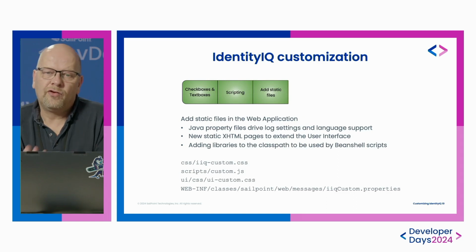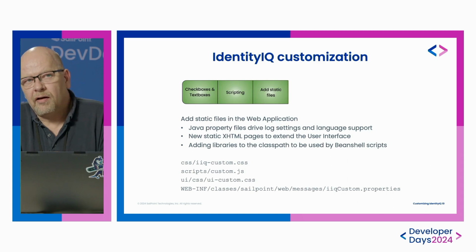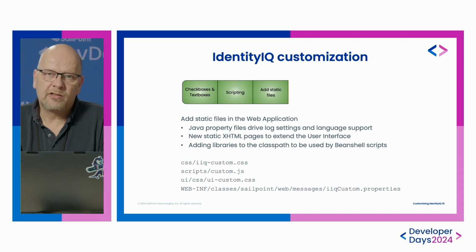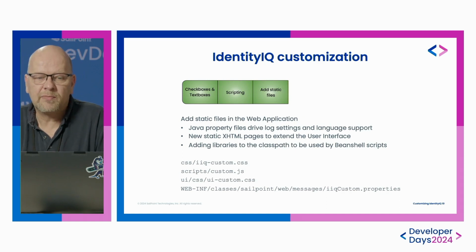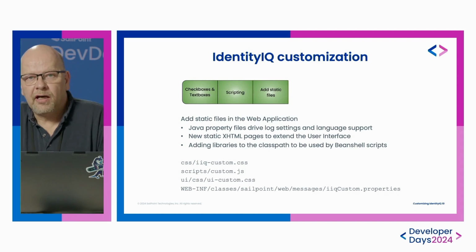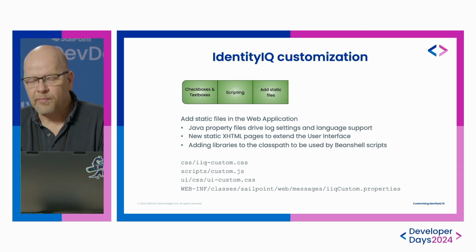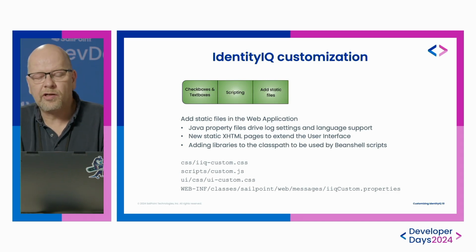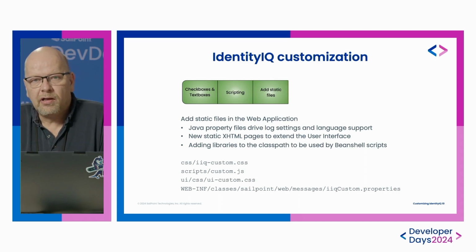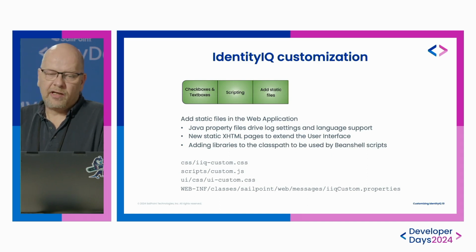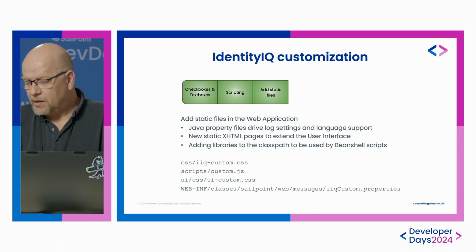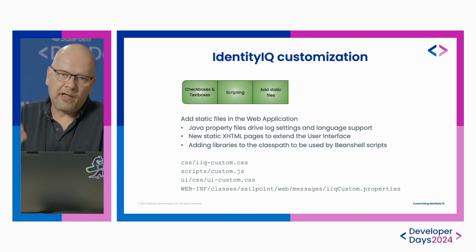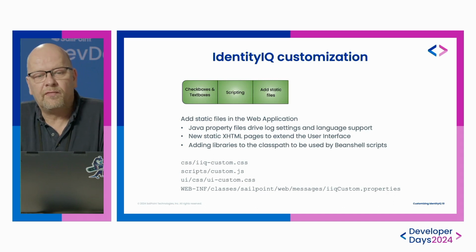IdentityIQ allows you to make some changes by adding a couple of files, like a custom CSV file or CSS file, to change the colors, to change the images that are being displayed. It's also possible to add additional JavaScript for particular places that you want to make changes without changing IdentityIQ itself, but it is still supported by IdentityIQ. And you can add other things like buttons and whatever you can think of.